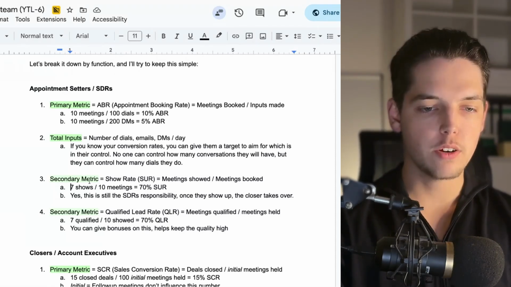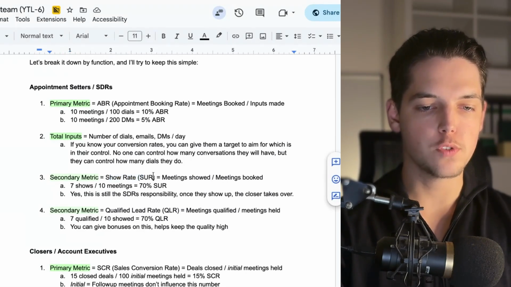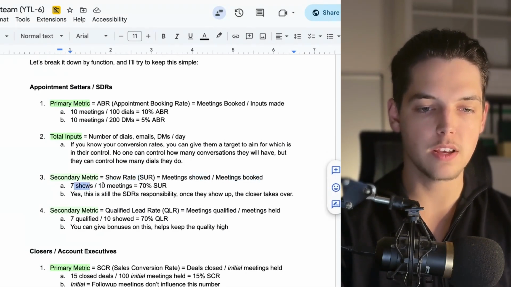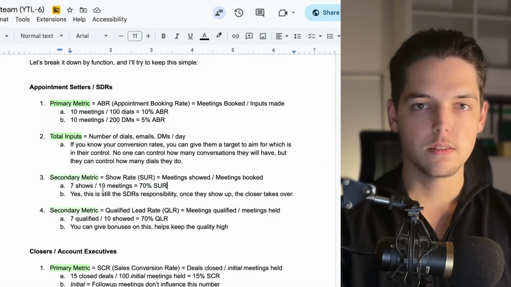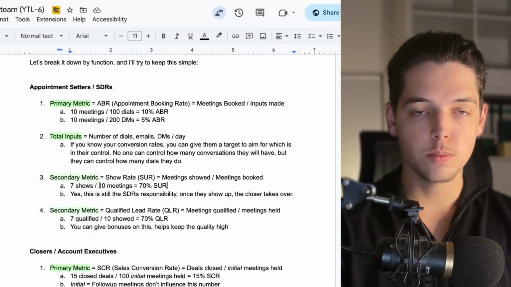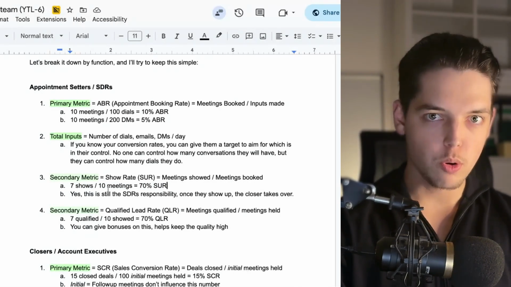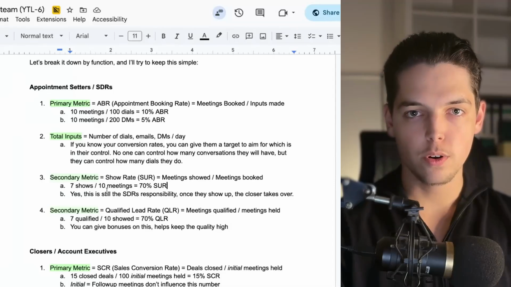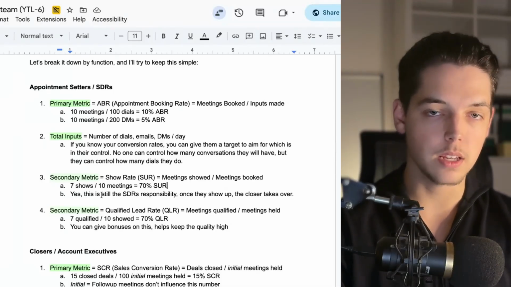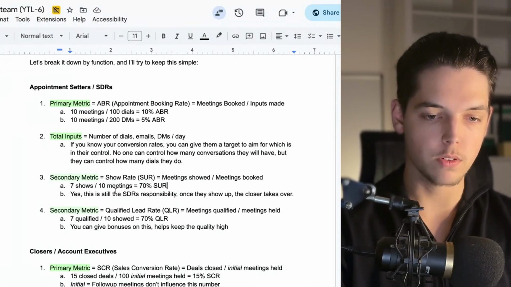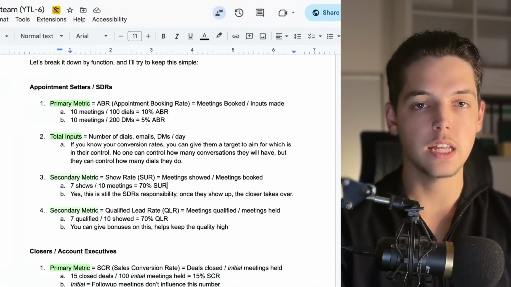And so for secondary metrics, you have two, which is first of all, your show up rate. So that's just meetings showed divided by meetings booked. So if you have 7 shows and 10 meetings, you have a 70% show up rate. Yes, this is still the SDR's responsibility. Once they show up, the closer can take over. But before they show up, it's still in the SDR's name and they should work on it. Which means if you have a no-show, that's the SDR's responsibility to rebook.